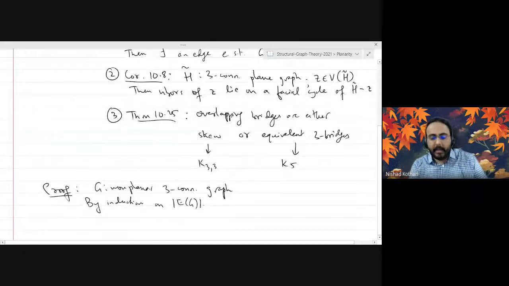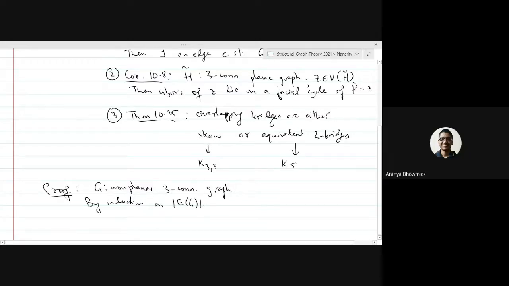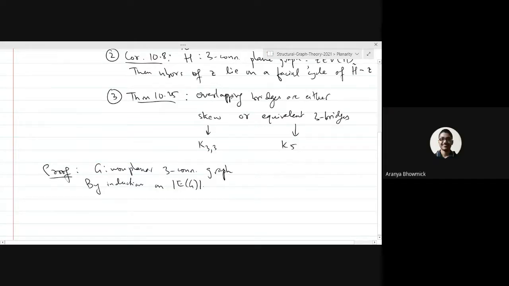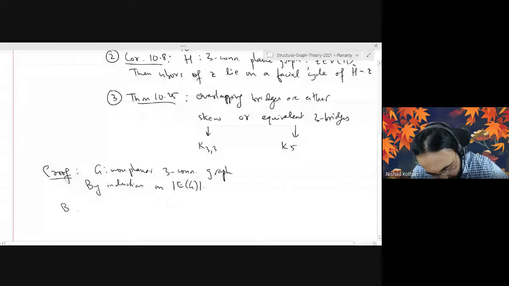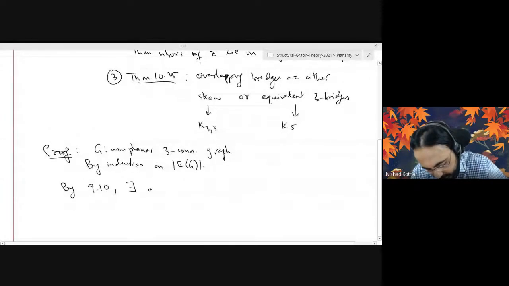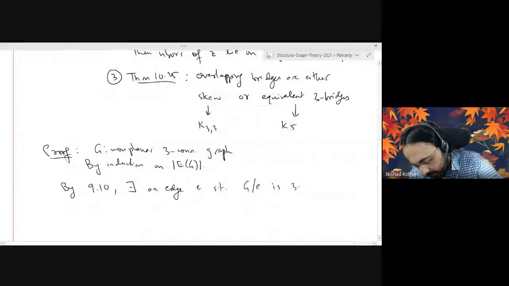What that means is whenever we get a smaller non-planar three connected graph, we know that it contains a K5 or K33 minor. Okay. So here we have to use Thomason's theorem, right? That is our induction tool. So basically, there will exist an edge for which G contract E will be three connected. Since G is non-planar, we can say that G contract E must be non-planar. No, that we will discuss. That is not true. So let's begin. By 9.10, Thomason's result, there exists an edge E such that G contract E is three connected.